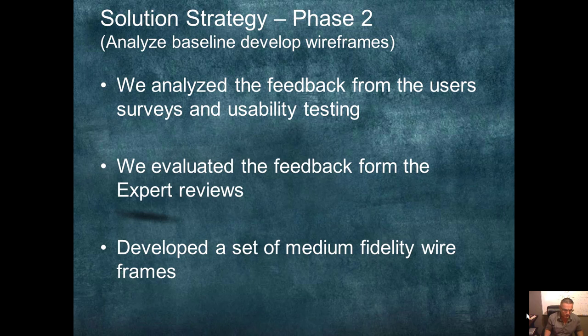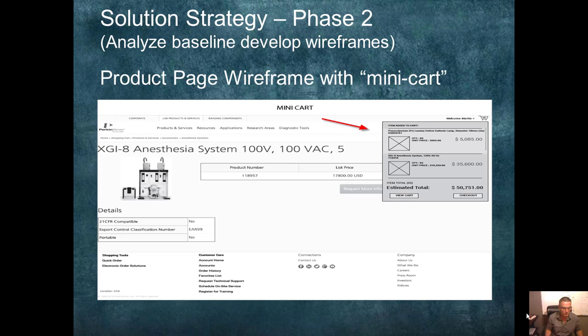So we started phase 2. Now that we've done the analysis, we've sat down with the users, we've talked to the expert reviewers, and we have some information. Now we're going to take that information and develop a set of medium fidelity wireframes. So here's what they look like. This is the product page. You can see there's the mini cart.